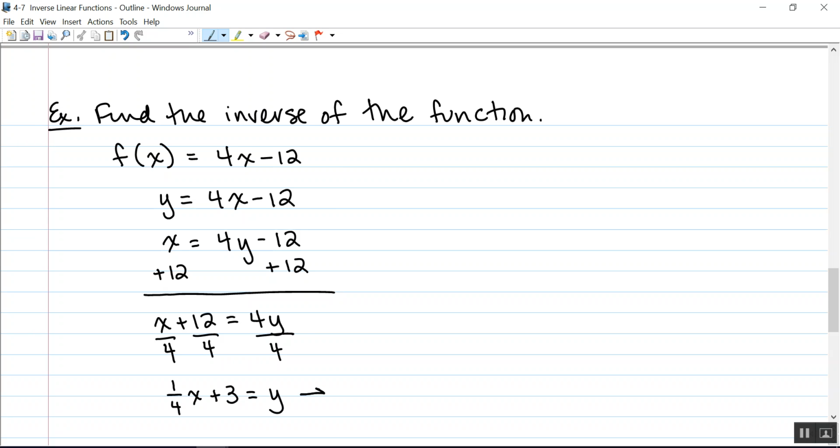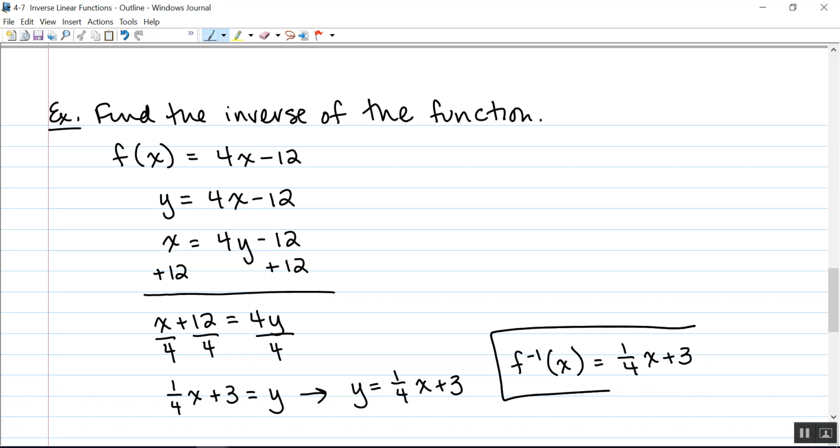And I think I'd like the looks of it better if I flip it around and say y equals 1/4 x plus 3. That looks a little bit better. And then our last step is to replace y with the inverse function notation, and that is the inverse of f of x equals 1/4 x plus 3. And that equation, 1/4 x plus 3, is the inverse of 4x minus 12.